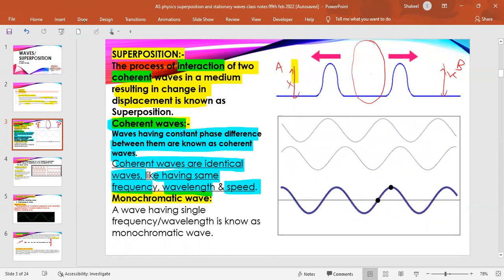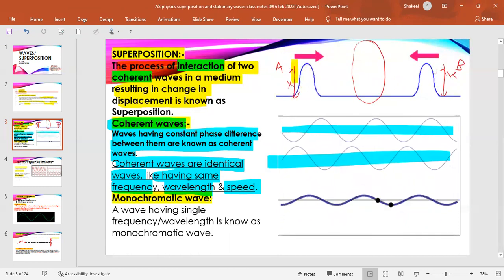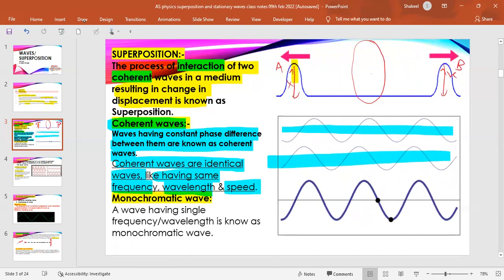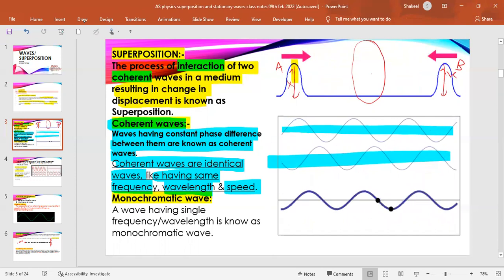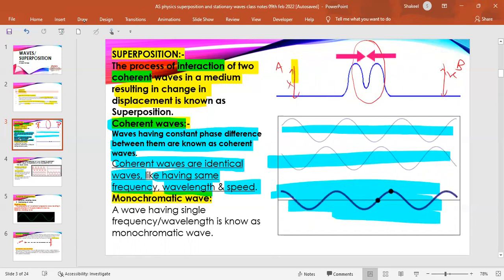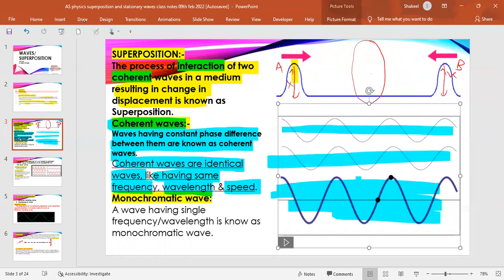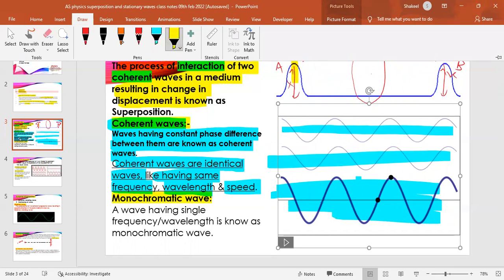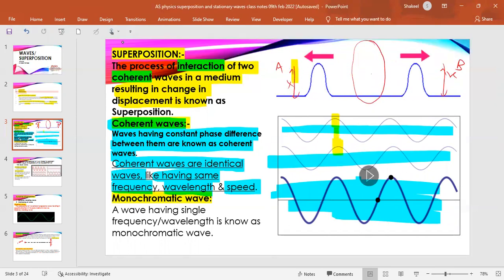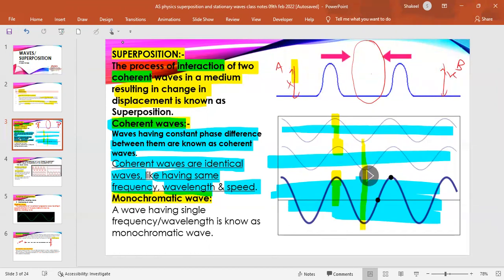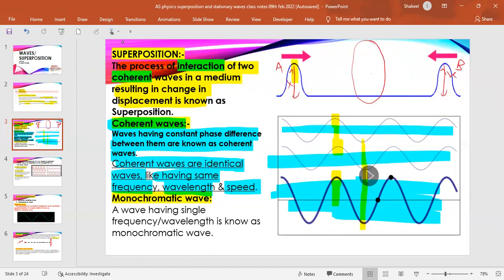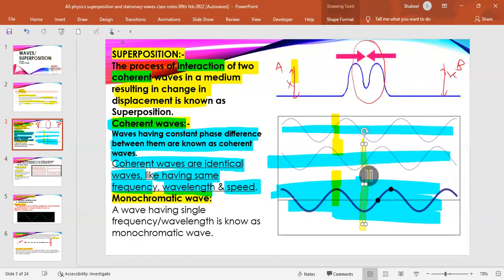So for example, these two waves are traveling in opposite direction. You can see the top wave is going towards your right and the bottom wave is moving towards your left. So when these are interacting, then this bottom one is the resultant wave which is being formed. Now you can see over here that when these two waves are interacting, like this is the crest and this is the crest, so when both are interacting, the resultant displacement is increasing. And similarly, when both troughs are interacting, then the resultant displacement is increasing. So this is like constructive superposition is happening.